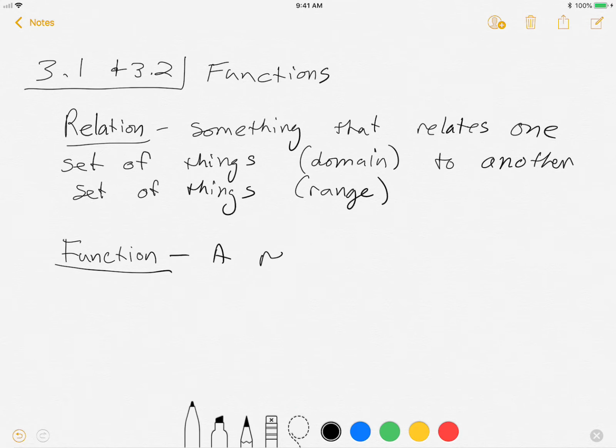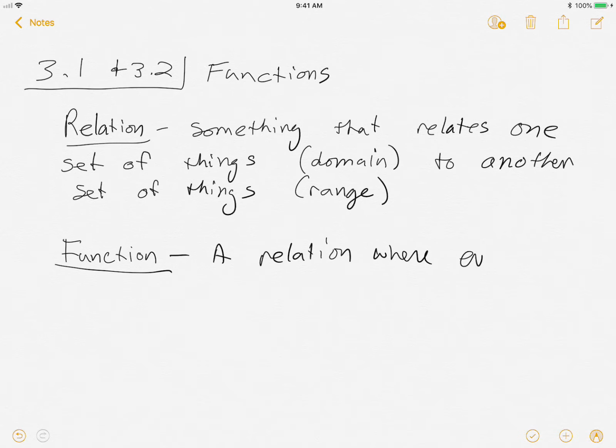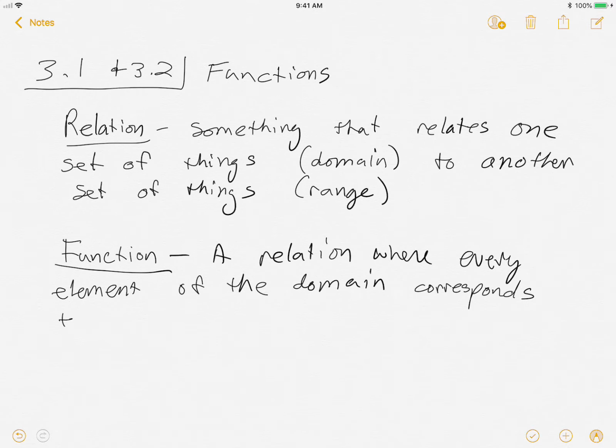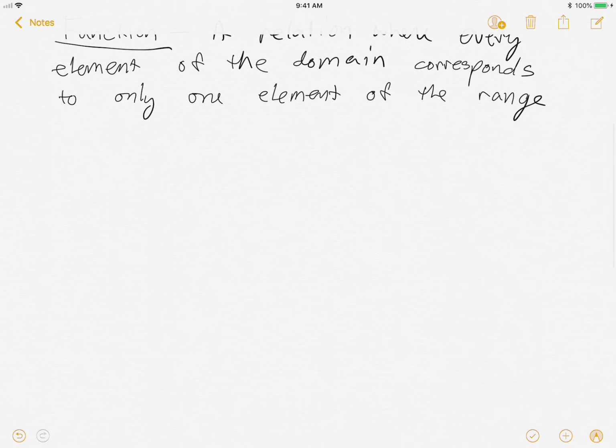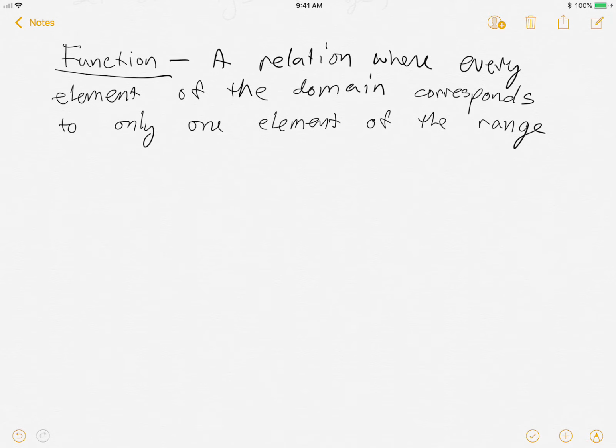A function is a relation where every element of the domain corresponds to only one element of the range. Okay? So, let's talk about different possibilities of what could be a function or not be a function.